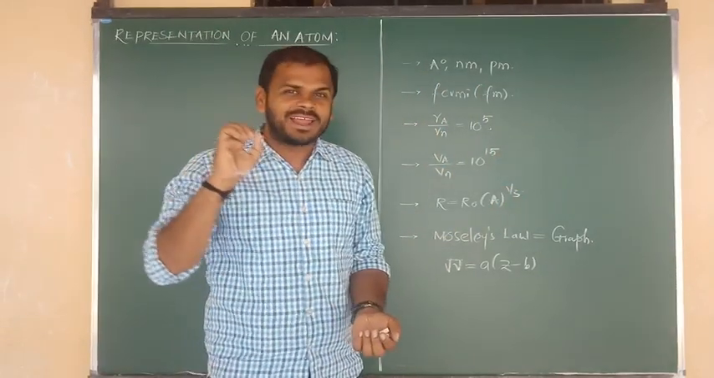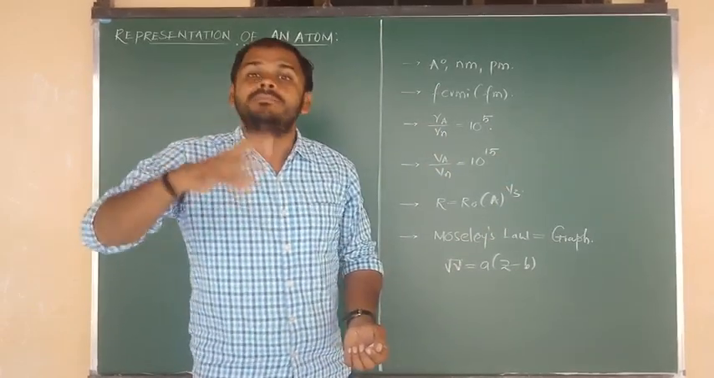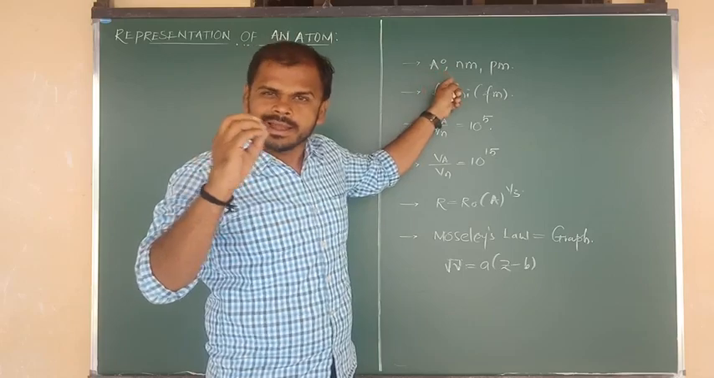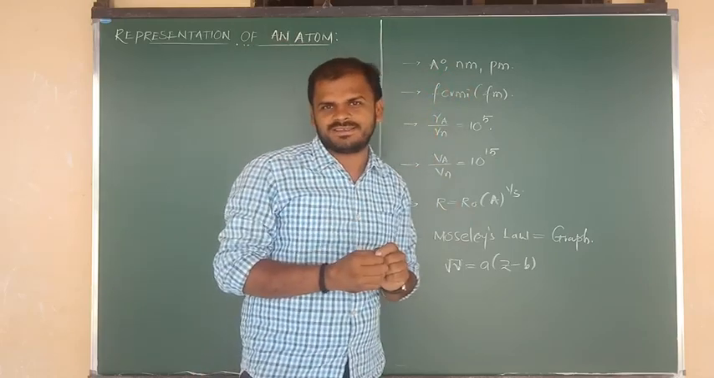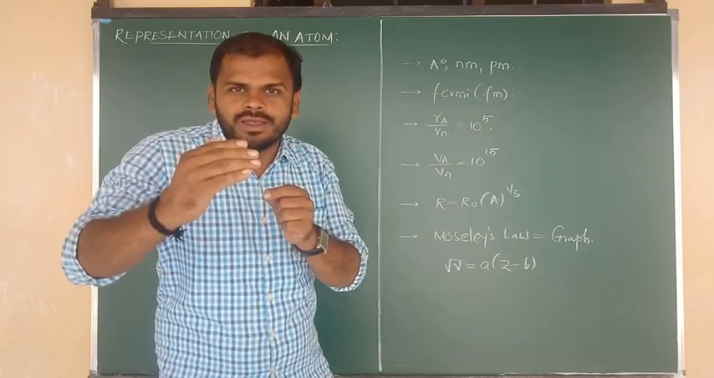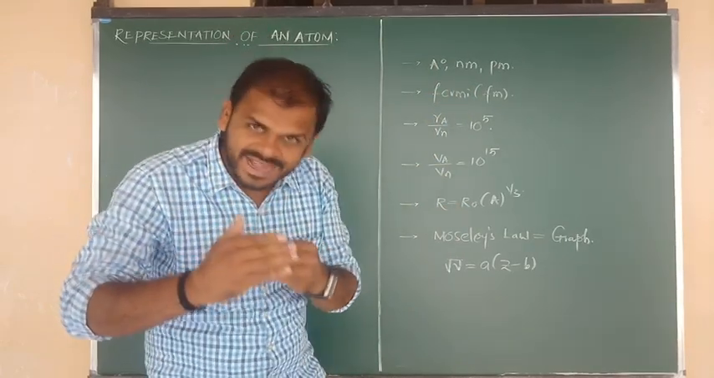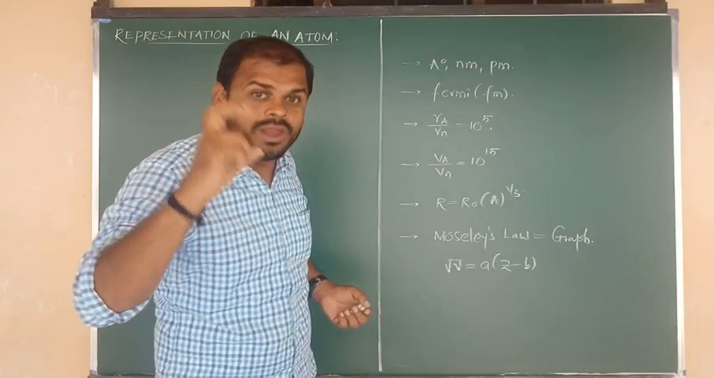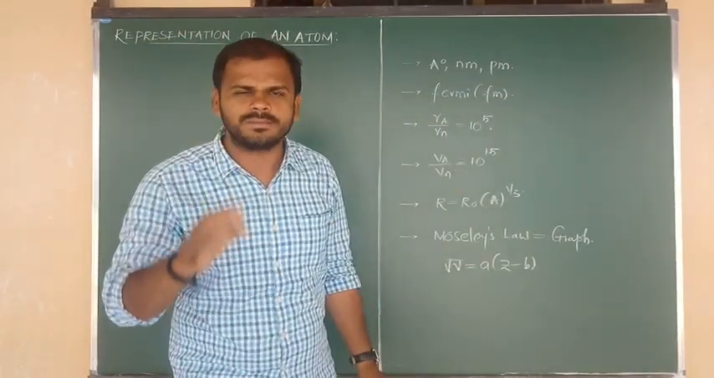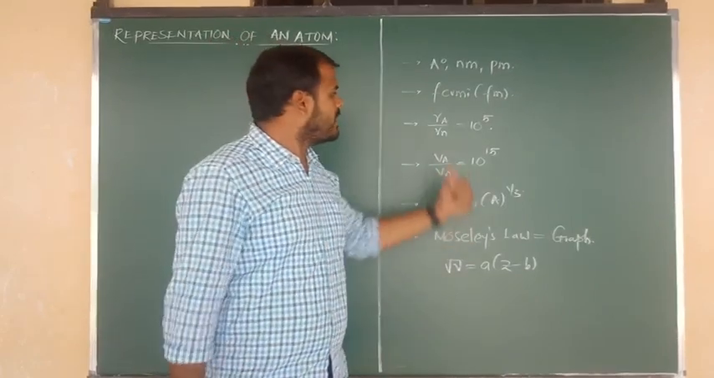I have told you clearly, atomic radius we can measure in units such as angstroms, nanometers, picometers. And one more thing I have told you: the size of the nucleus, or nucleus radius, we can measure in the unit Fermi, and also we can say Fem, simply we can say Fermi. Next, beta.